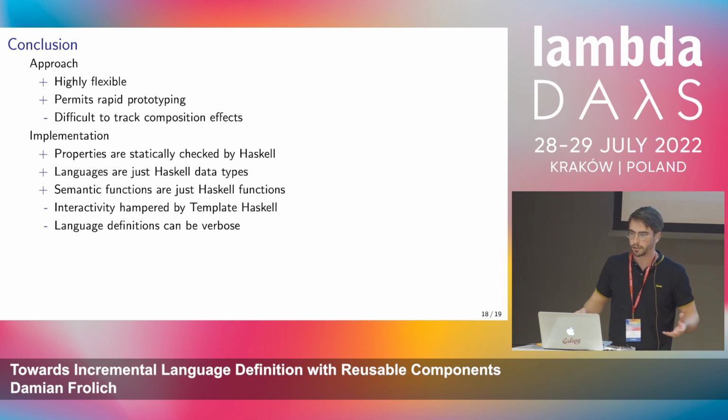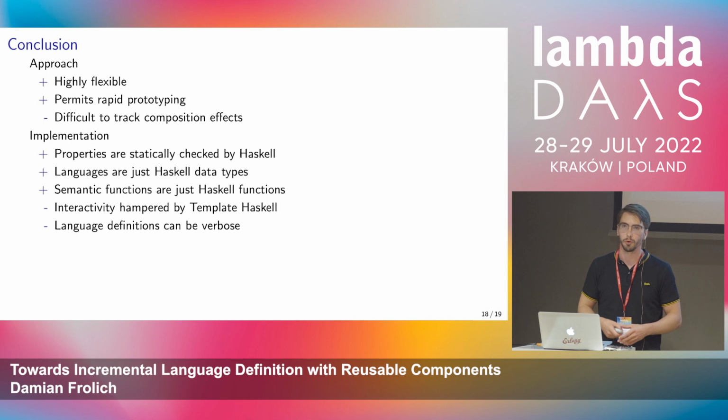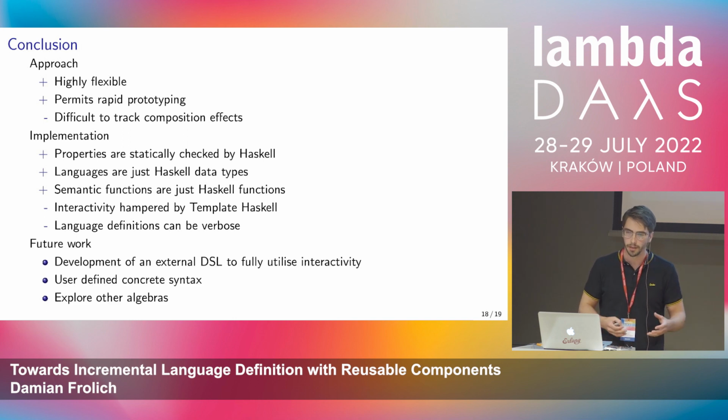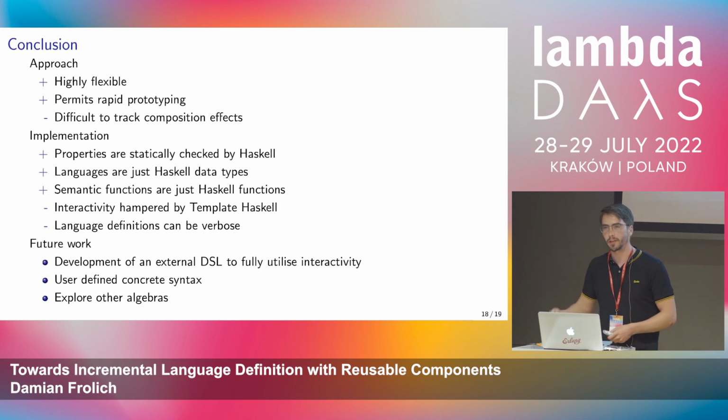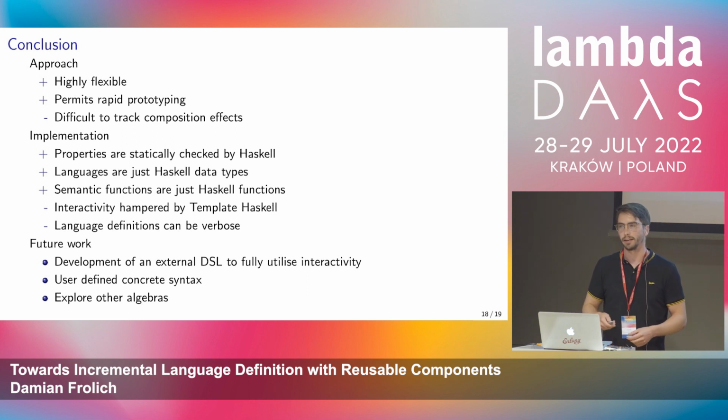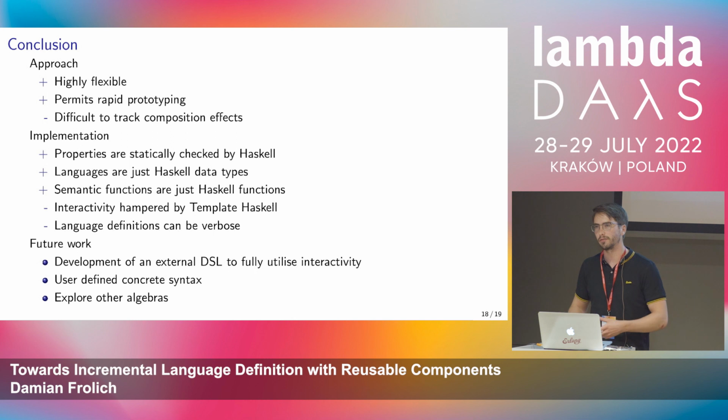And our implementation is nice because a lot of properties are checked by Haskell, so it ensures that every operator has a translation to the semantic domain. It ensures that you don't use operators in the wrong place where you shouldn't use them, etc. But the interactivity is hampered by Template Haskell. So because of Template Haskell, we can't currently work in the REPL. We have to go back, compile, and then restart the REPL again. And as you've seen, the language definitions can be a bit verbose, so that's not great.